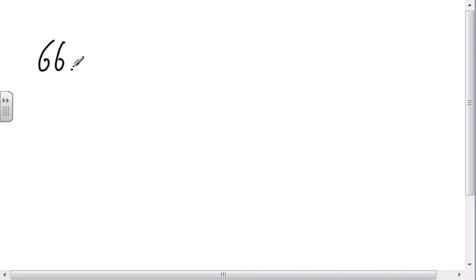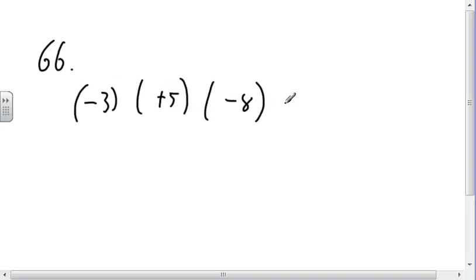I never do. Okay, well, Number 66, minus 3 plus 5 minus 8 plus 2 minus 1. I got 1, 2, 3 minus signs, so my answer is going to be negative. Okay, so I'll put that down, and then I'm just going to put it in my calculator, and I'm going to ignore all the minus signs because I'm that type of guy. 3 times 5 times 8 times 2 equals 240, minus 240.